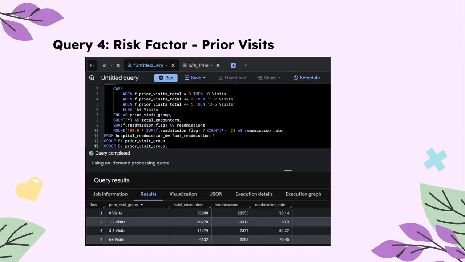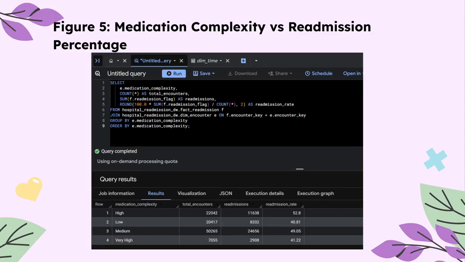After 6+ visits, you have a 79% chance of readmitting, which I thought was very interesting, out of 4,000 encounters at least. Then we have medication complexity versus readmission percentage. This is the medication complexity, whether it was high, low, medium, or very high, and then the readmission rate based on that.